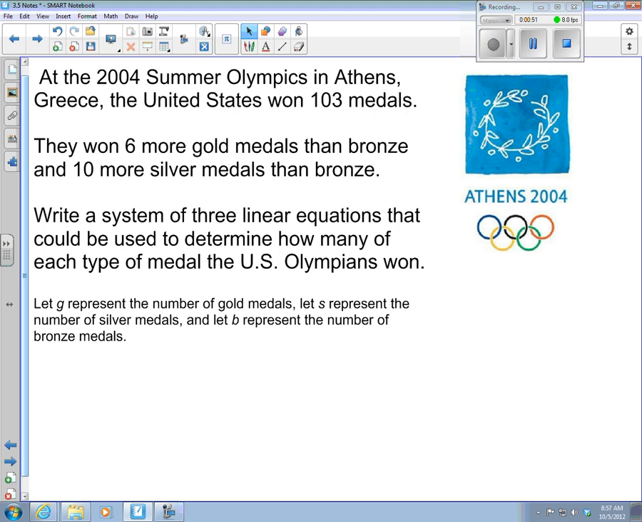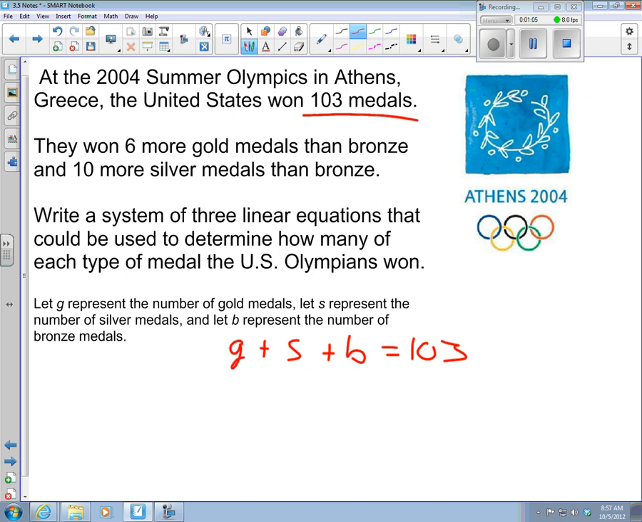Well, the first equation is going to come right from here. 103 medals altogether, so it's real simple. Gold plus silver plus bronze, if you add up all those medals, it equals 103. Now, we're talking about three variable systems, so we need three equations. If you have two variables, you need two equations in order to solve for both variables. If you have three different variables, G, S, and B, we need three equations.